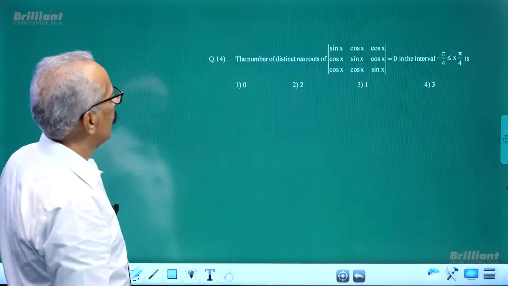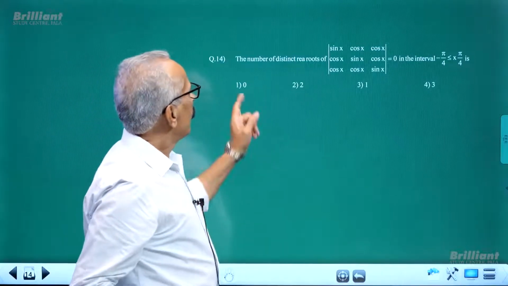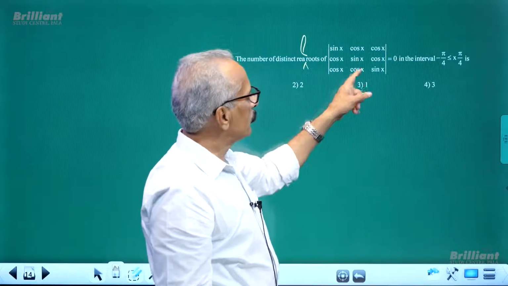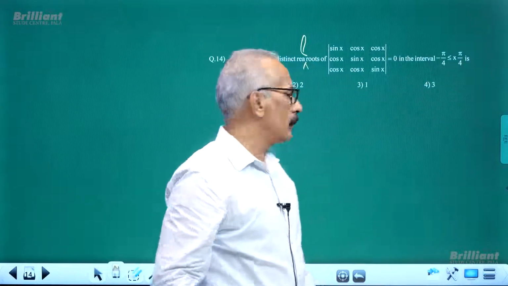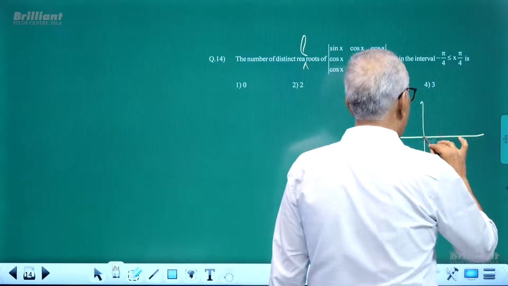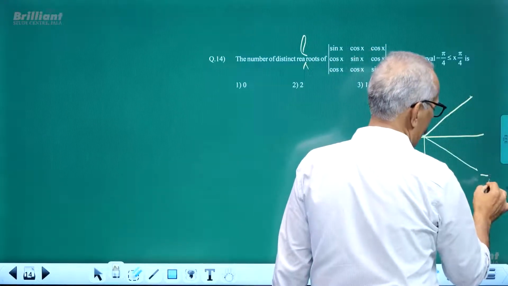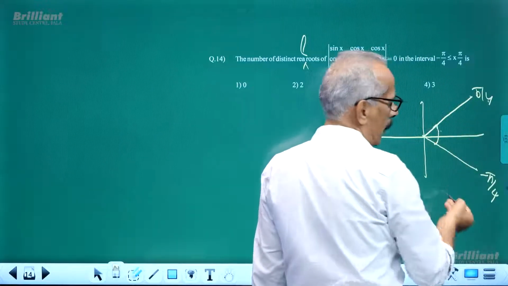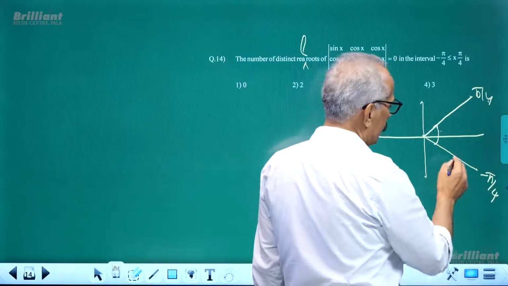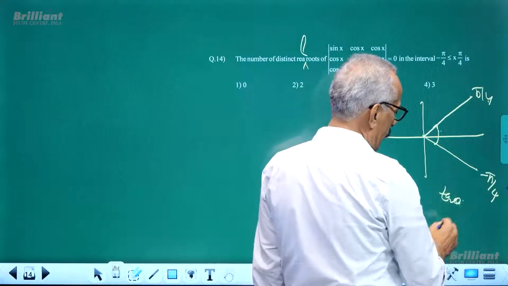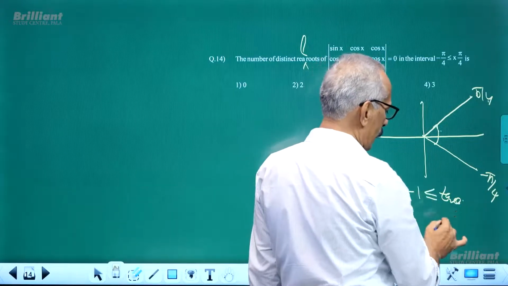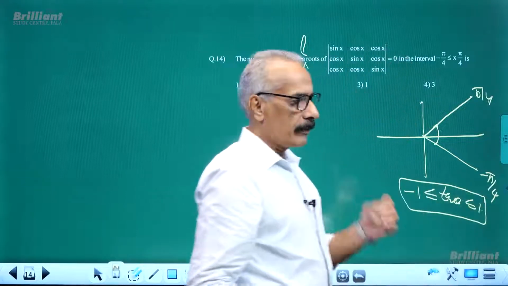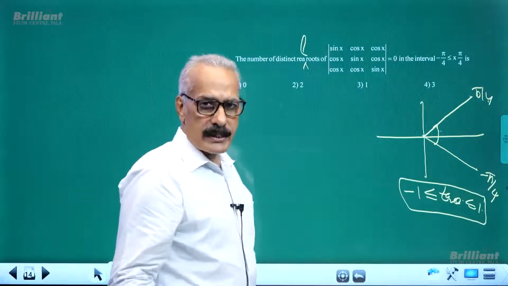On to question number 14. The number of distinct real roots of this equation in the interval minus pi by 4 to plus pi by 4. This is a very small interval, minus pi by 4 to pi by 4. That means tan is an increasing function. Definitely, tan theta should lie between minus 1 less than or equal to tan theta less than or equal to plus 1. Okay. This you should keep in your mind. Now, why I say, I'll tell you.